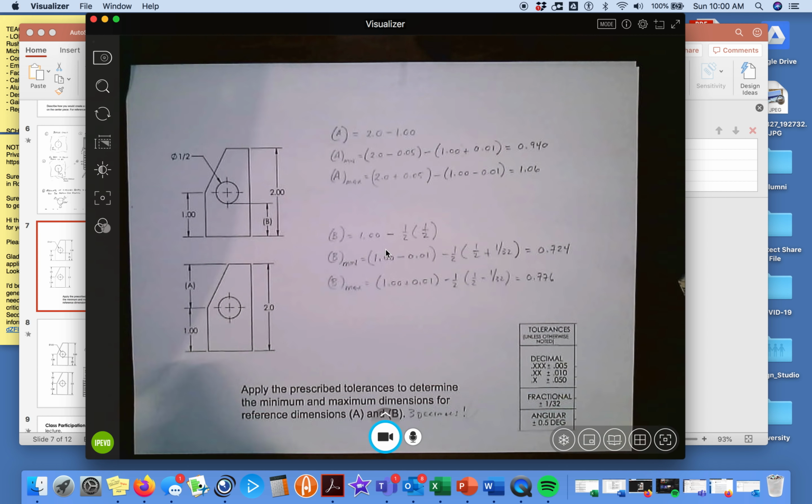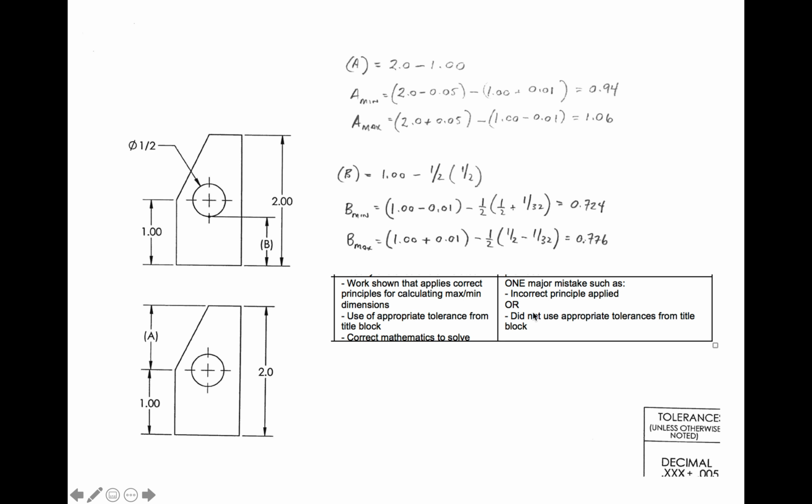Here's my work again. So the work shown, so full points, work shown that applies correct principles for calculating max or min, okay, uses appropriate tolerance from the title block, and correct math. That's what we're looking for. So minimally acceptable is one major mistake, okay, such as incorrect principle applied. So let's say that instead of calculating B min as the minimum value here minus the maximum value here, you had the maximum value here minus the minimum value, okay? So that doing that once out of all 4 of these would bring you down, okay?